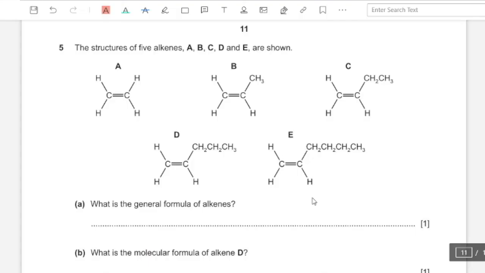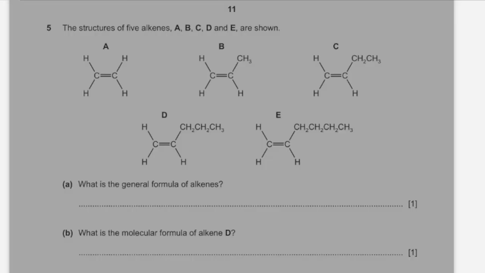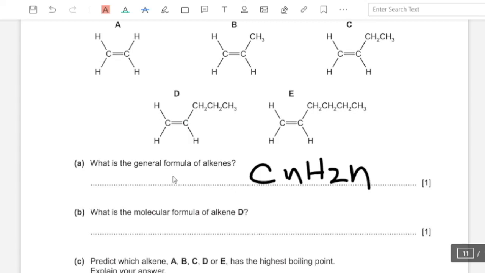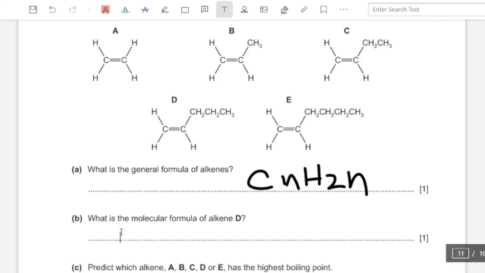Okay, question number 5. Structures of 5 alkenes A, B, C, D, and E are shown. A. What is the general formula of alkenes? So this is CnH2n. B. What is the molecular formula of alkene D? Alright, so molecular formula is the formula showing the total number of atoms of all of the elements. So here we have 1, 2, 3, 4, 5 carbon atoms. So we have C5H10.